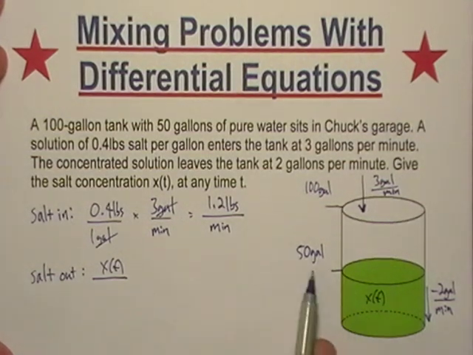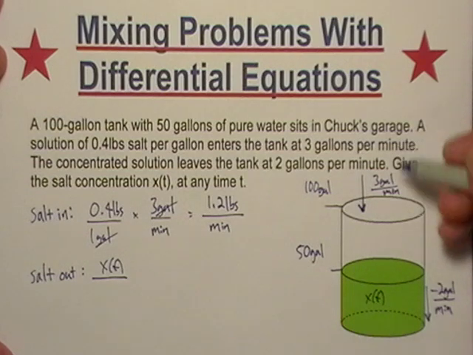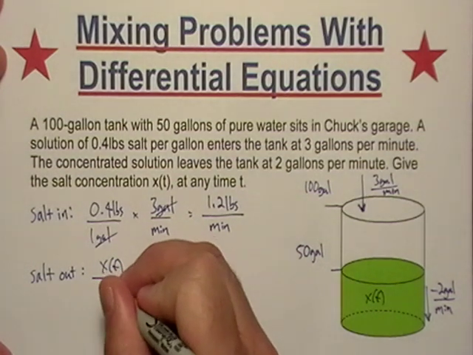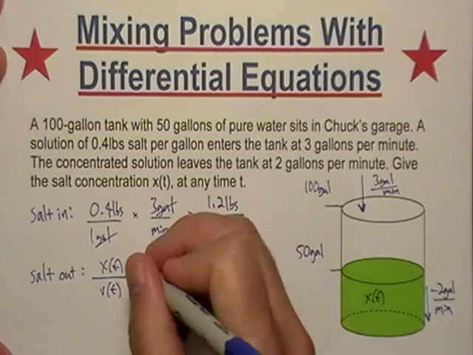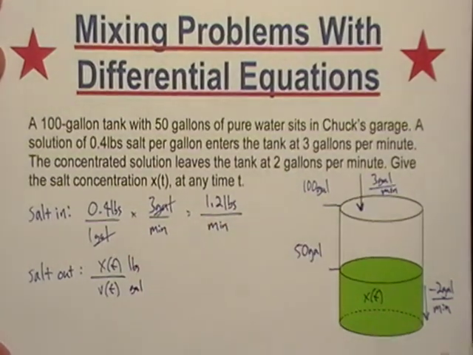So let's see here. We got 50 gallons in the tank, but our volume, we got 3 coming in, we got 2 gallons coming out. So our volume's actually going to change over time. So we're going to have to write the volume as a function of t. Okay? And this will be pounds per gallon on our units.